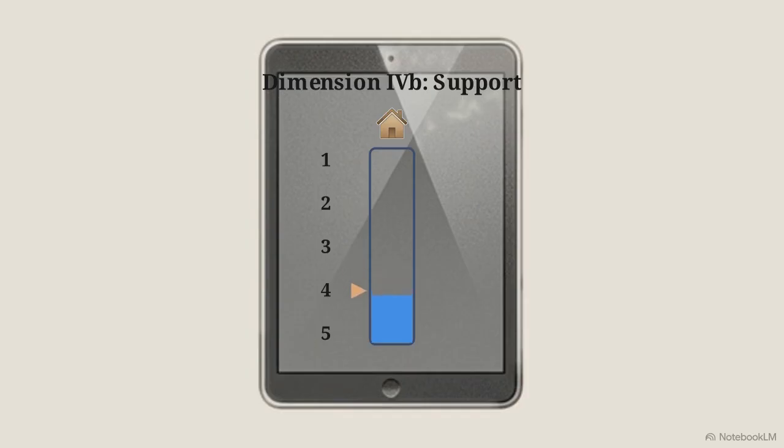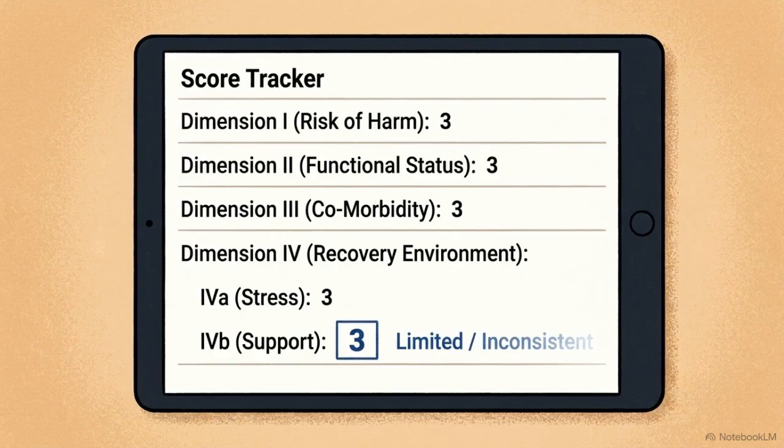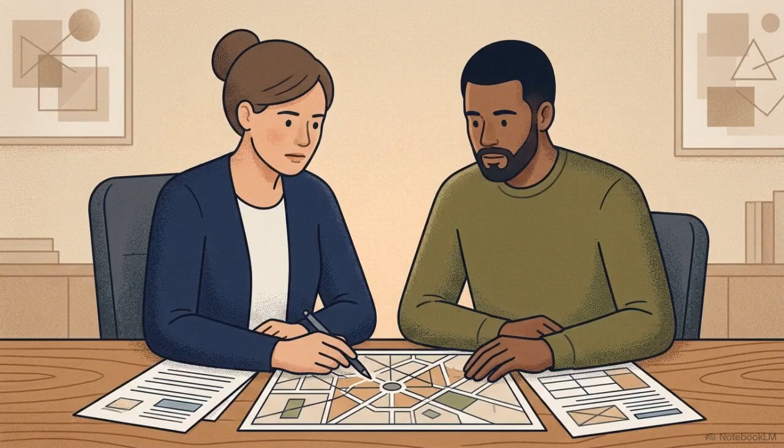Dimension 4B, support, uses an inverted scale. A higher score means less support is available. A score of 5 means the client has no support at all. The client's return environment offers limited and inconsistent support. On the inverted scale, this qualifies as a 3. Scoring the return environment accurately is vital for safe transition planning, as it prevents us from discharging a client into an unsafe or unsupportive situation.